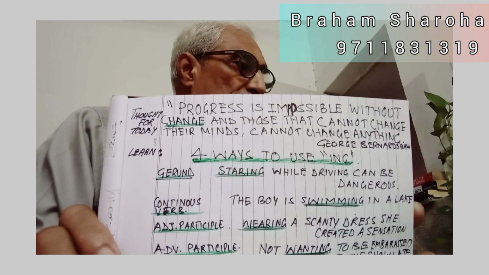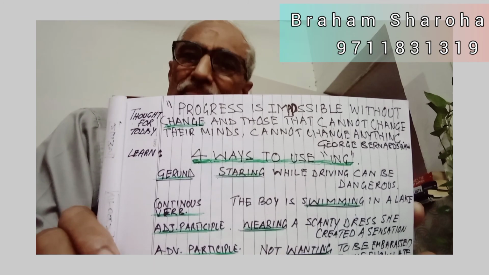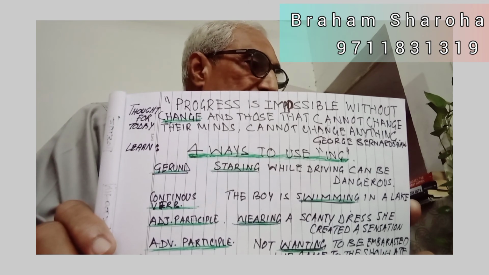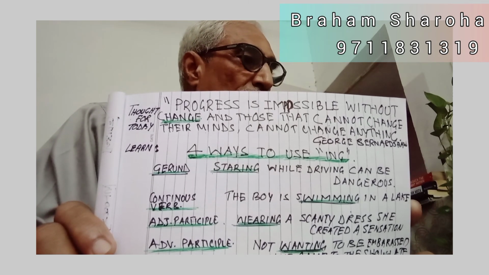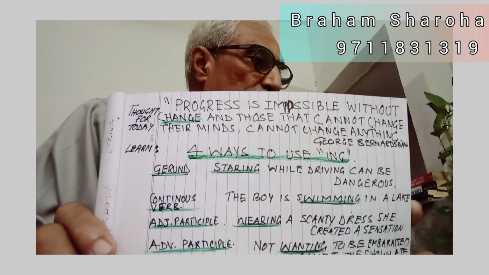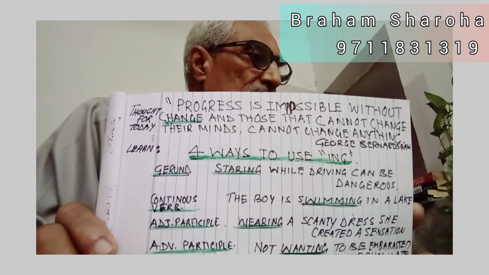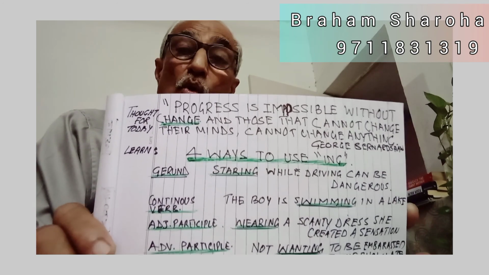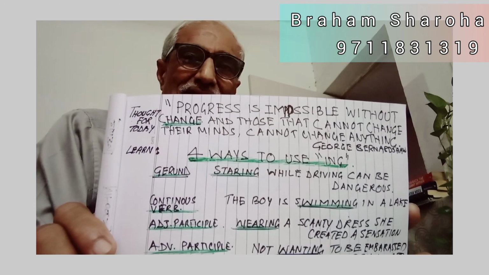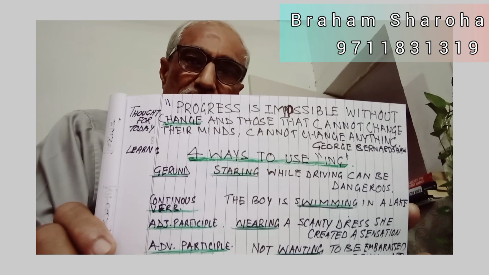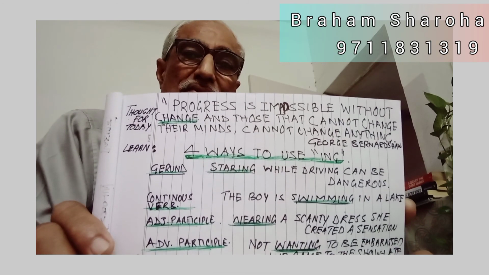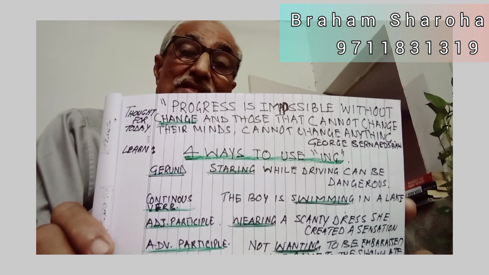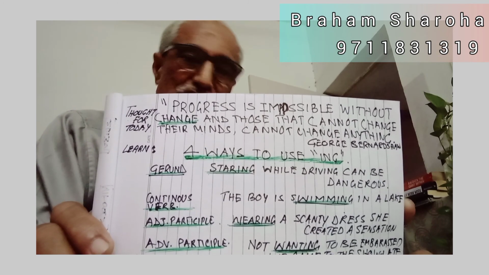The second one is the continuous verb. The continuous verb can be understood by an example: the boy is swimming in the lake. The ing using the verb swim is coming in the center of the sentence. So it's another way of using ing.